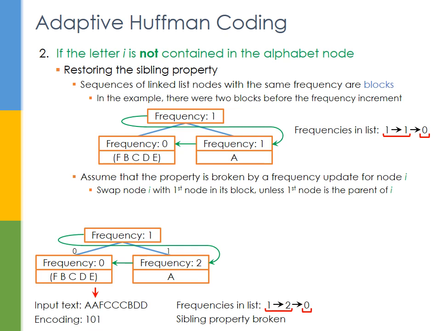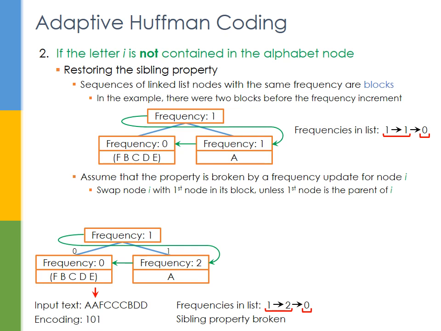In other words, we need to swap the node that has a frequency of 2 with the first node that has a frequency of 1. That means we need to swap the node for the letter A with this root node over here. But we see that this root node is the parent of the node that contains the letter A, which means that no swap needs to be performed at this point.